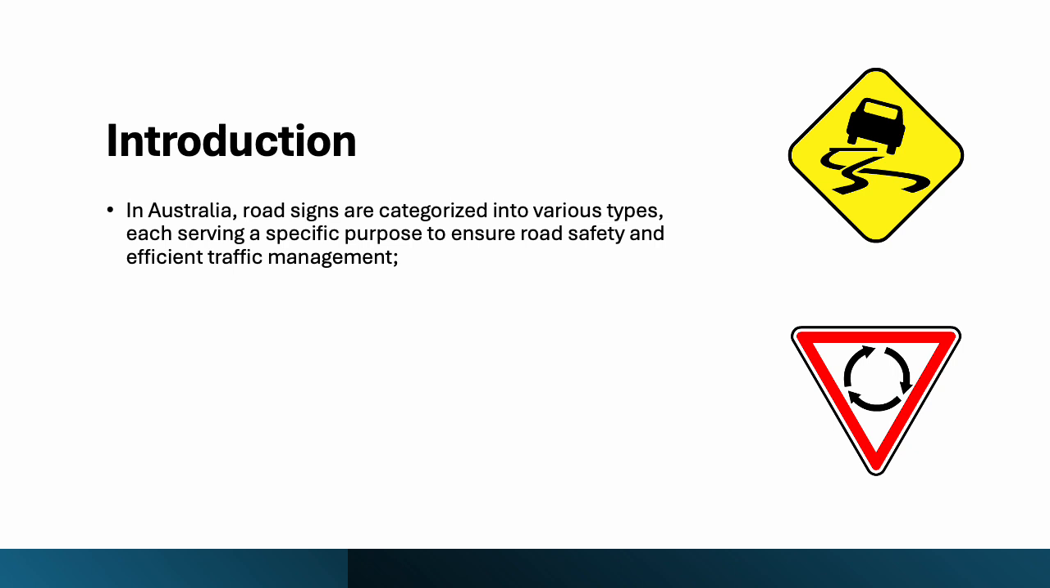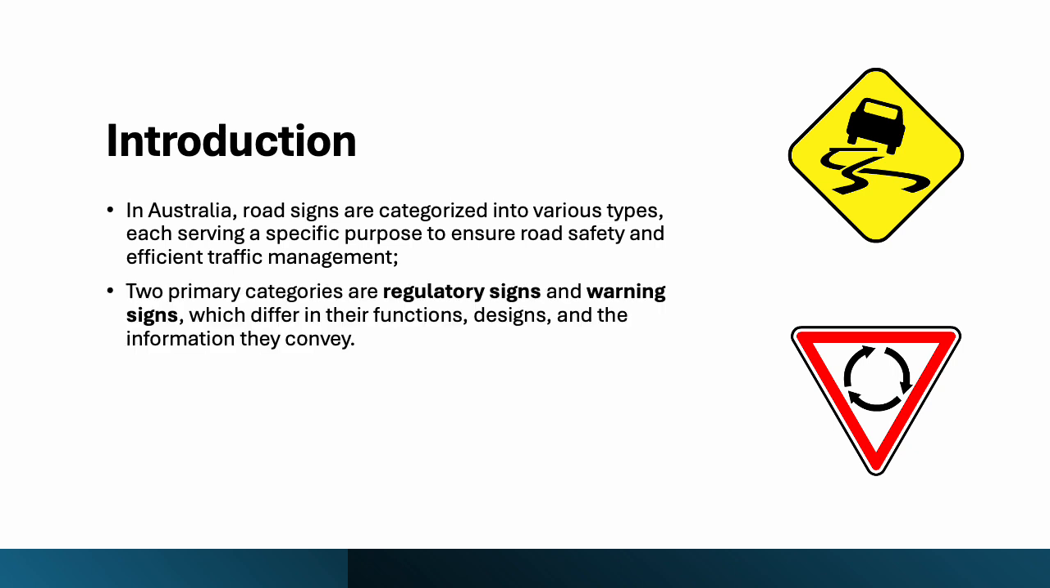In Australia, road signs are categorized into various types, each serving a specific purpose to ensure road safety and efficient traffic management. Two primary categories are regulatory signs and warning signs, which differ in their functions, designs, and the information they convey.